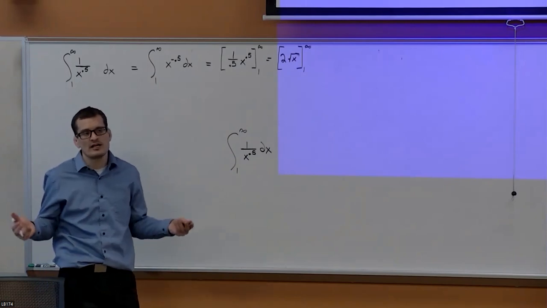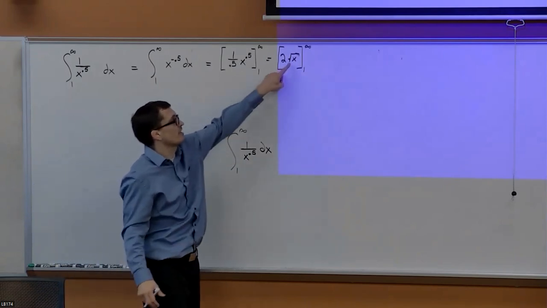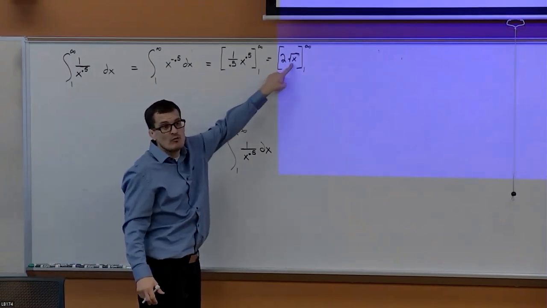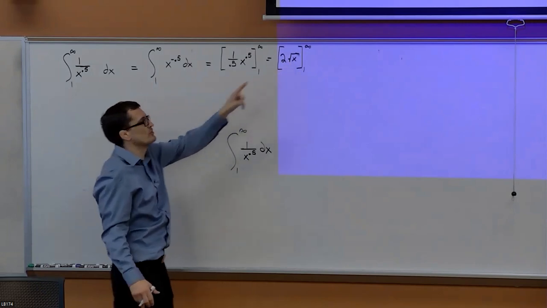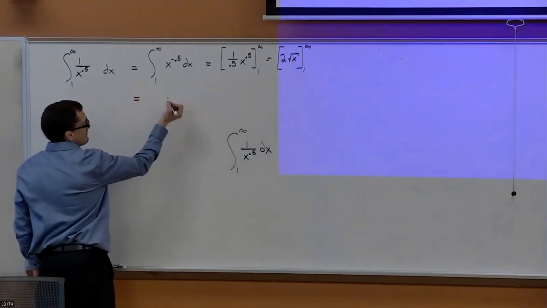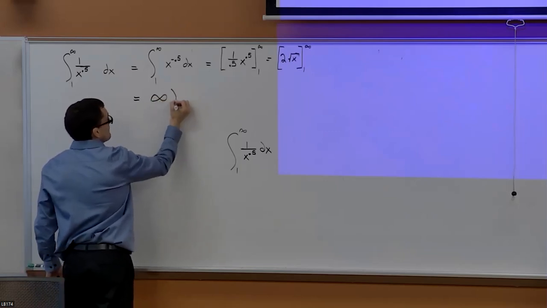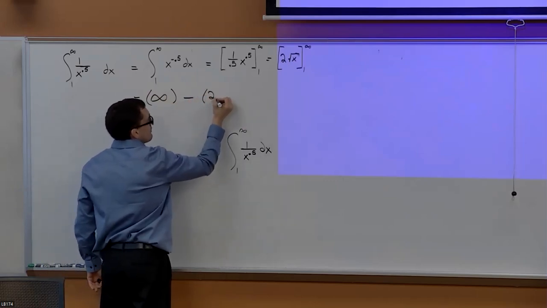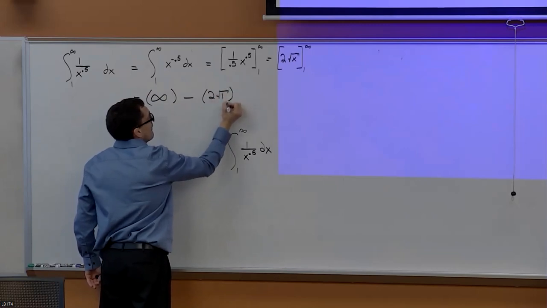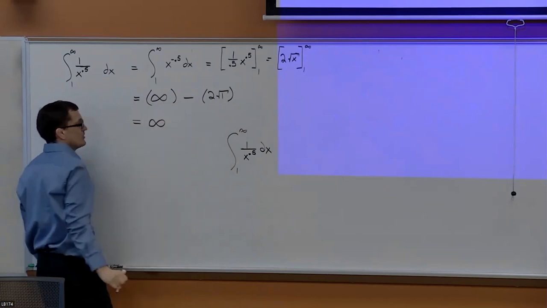Now, again, you can't plug in infinity, but you can take the limit as x goes to infinity. As x gets really, really big, what does the square root of x do? It still gets really, really big, right? So when you plug in infinity, by taking the limit as x goes to infinity, that thing becomes infinity. Minus, when you plug in 1, you get 2 times the square root of 1. Well, infinity minus 2 is just infinity.